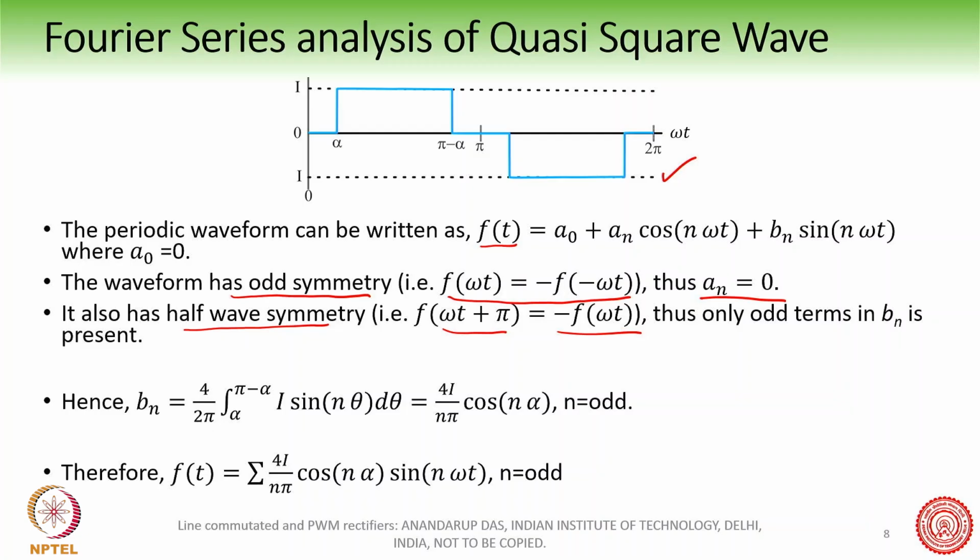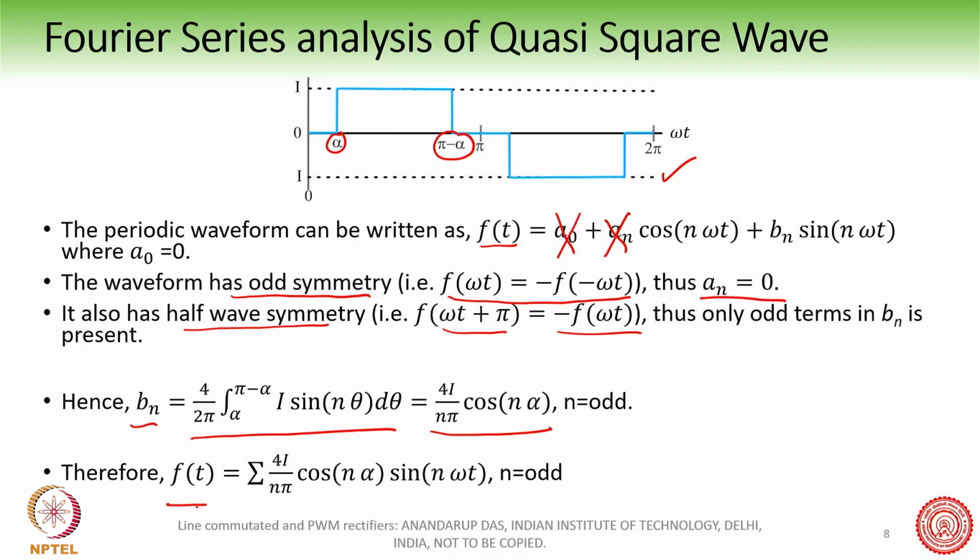So we do not have the an terms, and a0 is not there. We have only the bn terms, and because of the half wave symmetry, only the n equal to odd terms are present. The magnitude of bn is equal to 4 by 2 pi times the integral from alpha to pi minus alpha. Because of half wave symmetry we do not need to integrate the full cycle, and so we just integrate and get the magnitude of the harmonics.